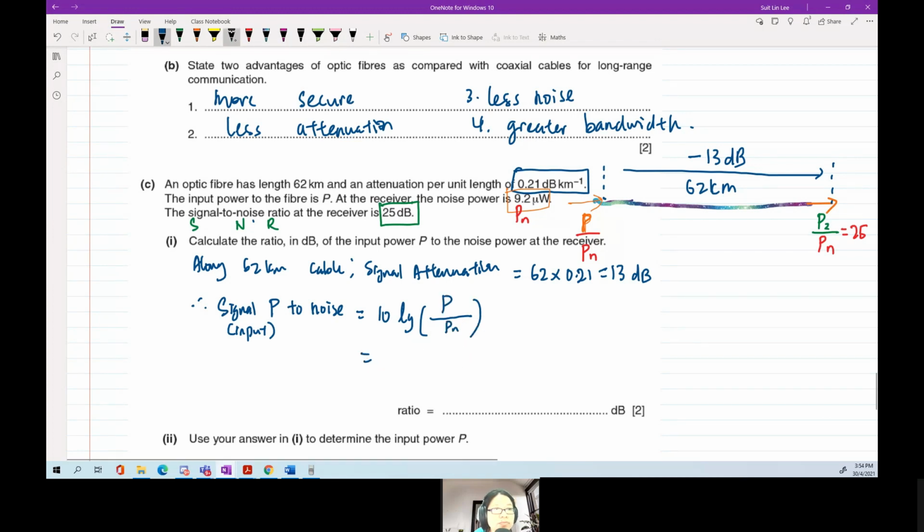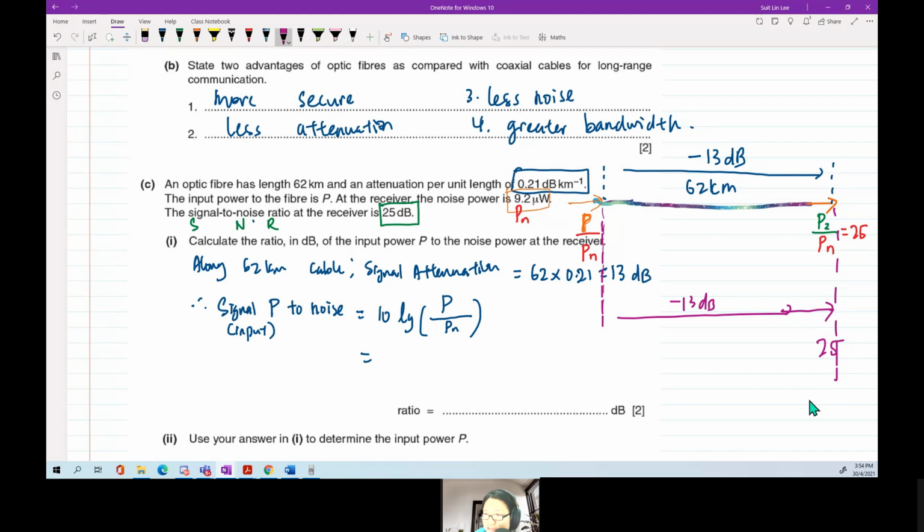But also, I know that this point here to this point, we minus 13 decibel. Here is 25. So 38 minus 13 is 25. This 25 decibel is P2 over Pn. I mean, it's 10 log P2 over Pn. So this 38 is another 10 log P over Pn. So this one is actually equal to 25 plus 13. So you will get 38.